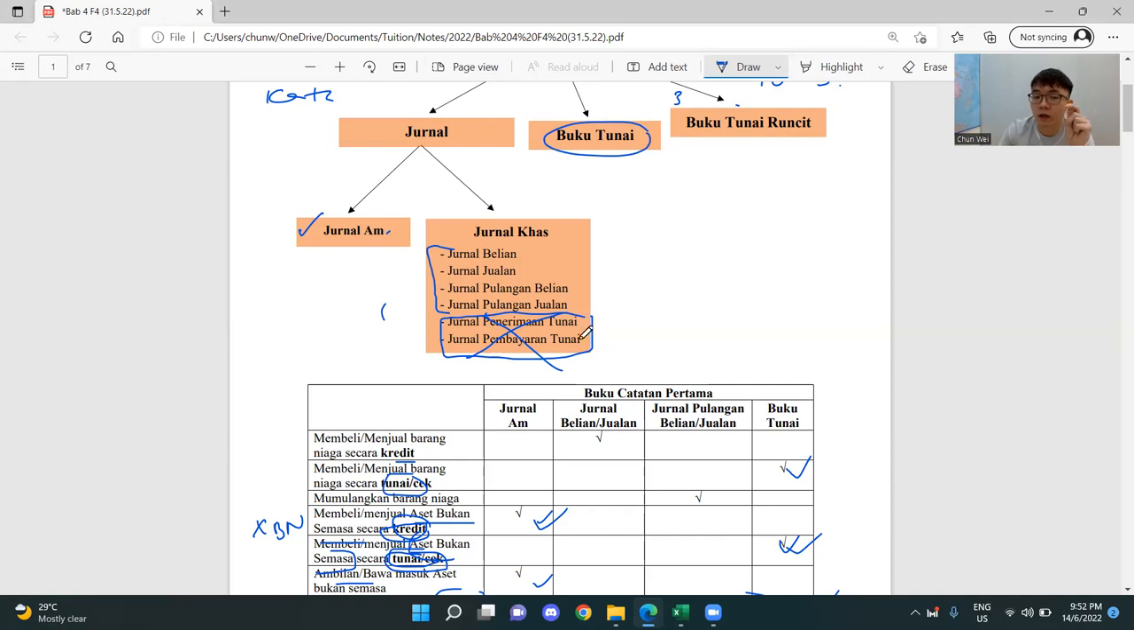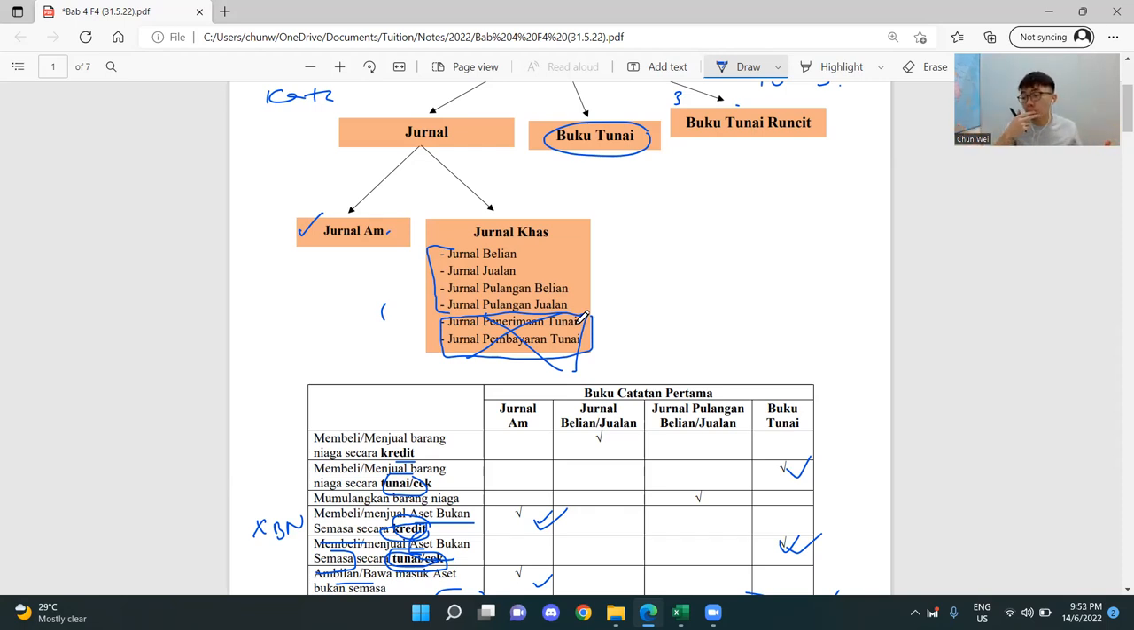Now you know why we hardly use this. I don't really mention this, but just in case they ask this question, make sure you know what the format is like and how to record it. It's very important. You have to know.